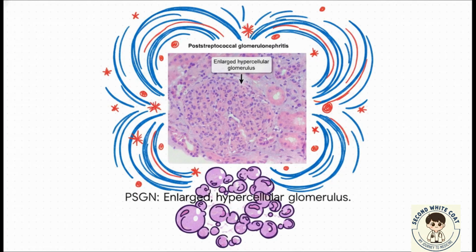When you look at an annotated biopsy under light microscopy, PSGN presents exactly like this: a dramatically enlarged, hypercellular glomerulus. It is visibly swollen with a huge leukocyte infiltration, along with endothelial and mesangial proliferation. All of this is a direct reaction to those deposited immune complexes.